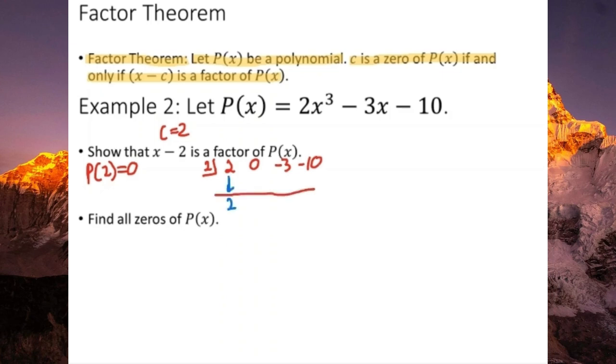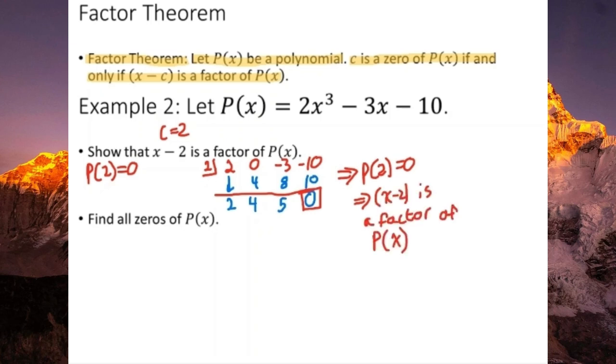First, bring down the 2. 2 times 2 is 4. 0 plus 4 is 4. 2 times 4 is 8, 8 plus negative 3 is 5, and 2 times 5 is 10, negative 10 plus 10 is 0. Since our remainder is 0, that tells us that P of 2 does equal 0, which by the remainder theorem tells us that x minus 2 is a factor of P of x.